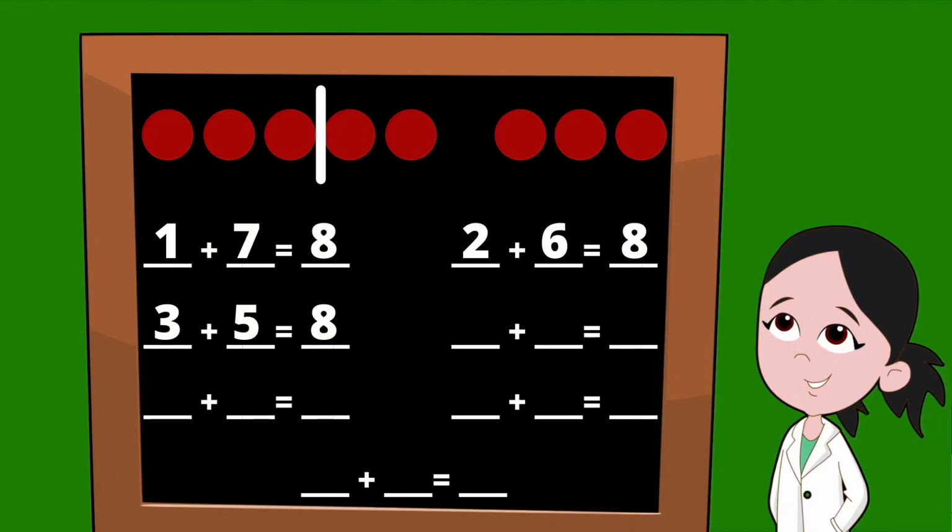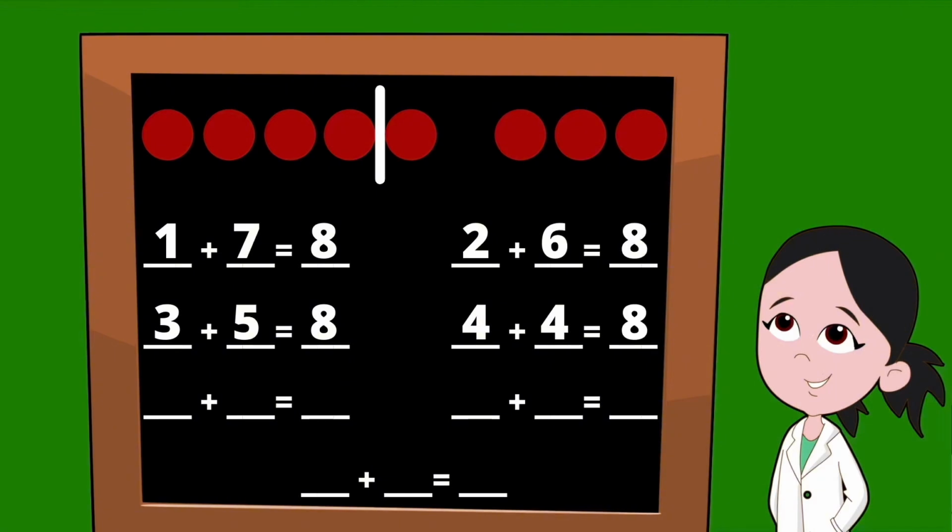Let's slide that line over once again to the right, 1 more dot, to get our next set of partners. To the left of our line, we now have 4 dots. So our first partner is the number 4. To the right of our line, we also have 4 dots. So our second partner is the number 4 once again. 4 plus 4 equals 8.